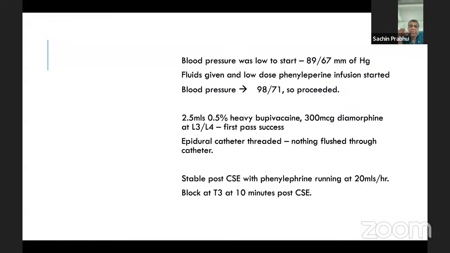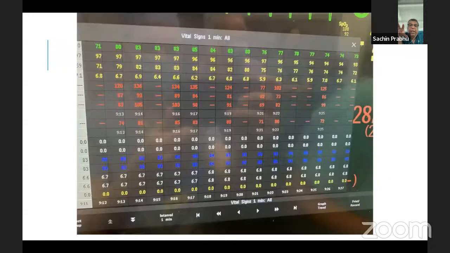The next slide is just the blood pressure. It's a snapshot of the blood pressure on the monitor, and that looks actually fine. There's no issue with that. Next slide, please.